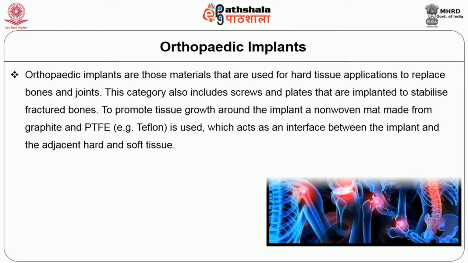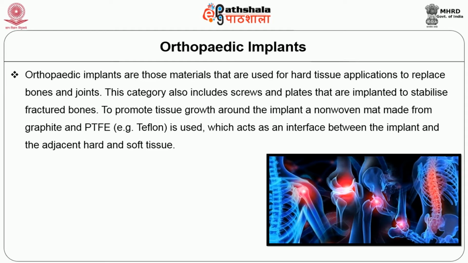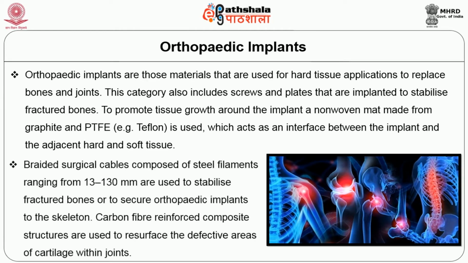Orthopedic implants are materials that are used for hard tissue applications to replace bones and joints. This category also includes screws and plates that are implanted to stabilize fractures. To promote tissue growth around the implant, a non-woven mat made out of graphite or PTFE is used, which acts as an interface between the implant and adjacent hard and soft tissue.